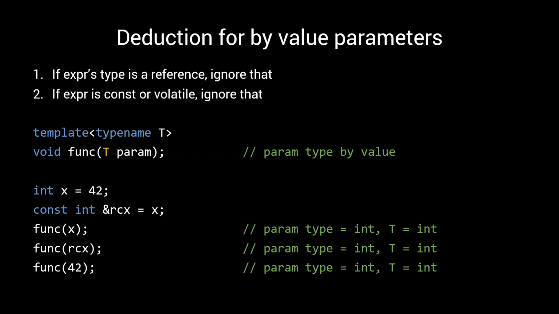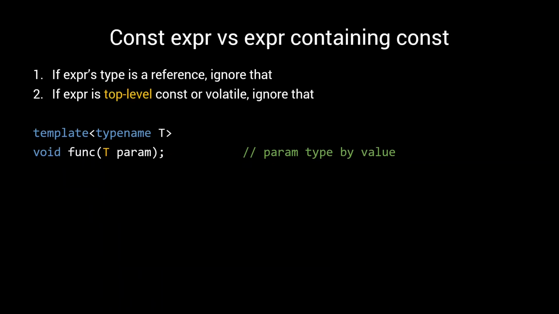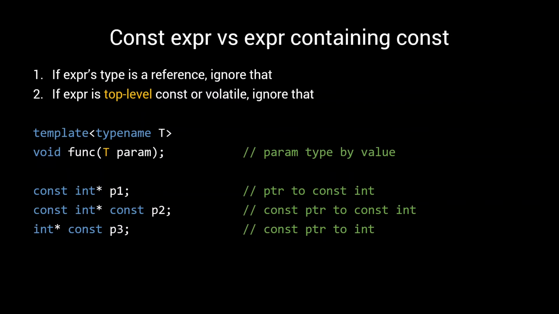Now there's one little nuance here. That's about this const part. Remember, there's a difference between an expression that is const and an expression containing const. This is something that only really matters when you're dealing with pointers. For example, here p1 is a pointer to a const int. In other words, an expression that contains const. p2 on the other hand is a const pointer to a const int. Meaning that the expression itself is const.